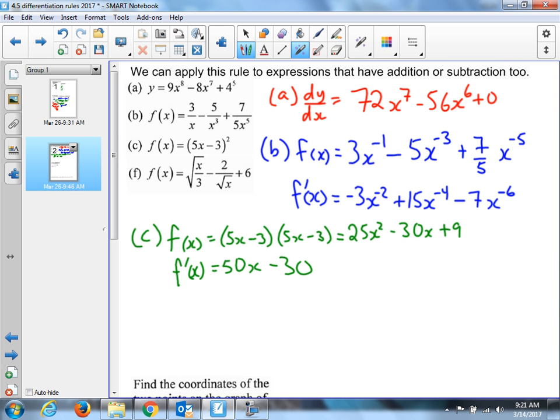C. I gave you a hint. We don't have a rule for this exponent dealing. So multiply it out, get 3 terms. Trinomial? I think I got it right. 50x minus 30 is the derivative then, okay?